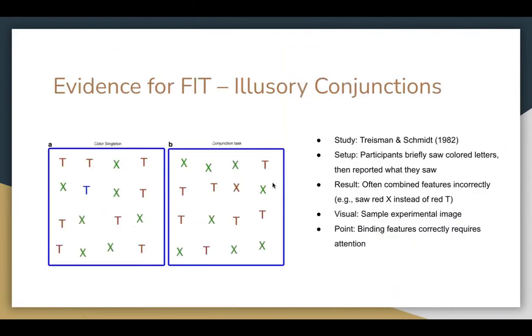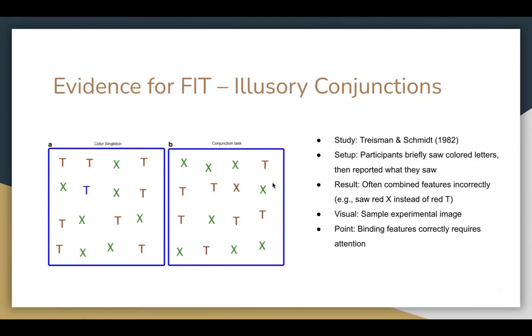Now, to talk about evidence for FIT, these illusory conjunctions were tested in 1982 in a study by Treisman and Schmidt. If you look at the two images on this slide, you'll see how the experiment worked. Participants were briefly shown a grid of colored letters, like the ones in images A and B, then asked to recall what they saw. On the left, in the color singleton task, one letter stands out due to the color alone, like the blue T, and the participants were generally accurate.